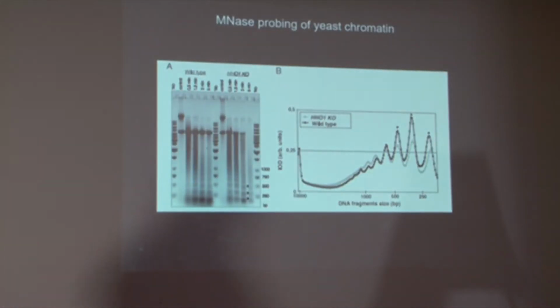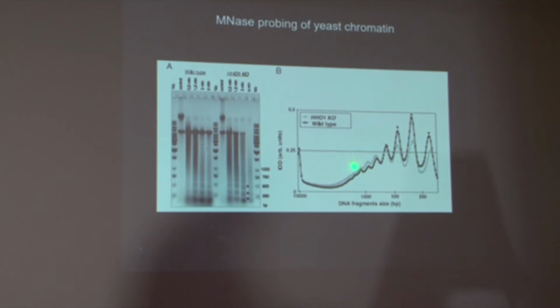Usually people think that if you remove H1 from the chromatin, you obtain some kind of differences in the nucleosome repeat. However, you can see in this picture there is no difference in the nucleosome repeat. But then we looked more carefully, and we saw that the chromatin of the knockout mutant is digested faster than the chromatin of wild type.